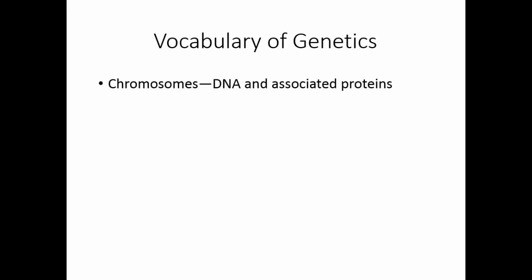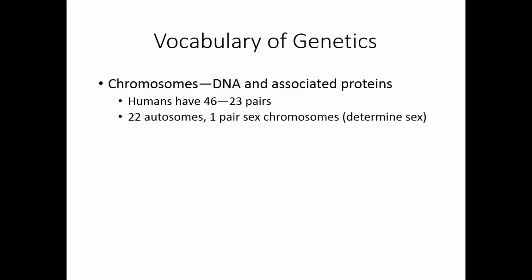Chromosomes are the DNA and the associated proteins. These proteins help with controlling the DNA and packaging the DNA. Humans have 46 chromosomes, or 23 pair. 22 pair are known as autosomes. One pair is the sex chromosomes. These chromosomes determine the genetic sex of the individual.